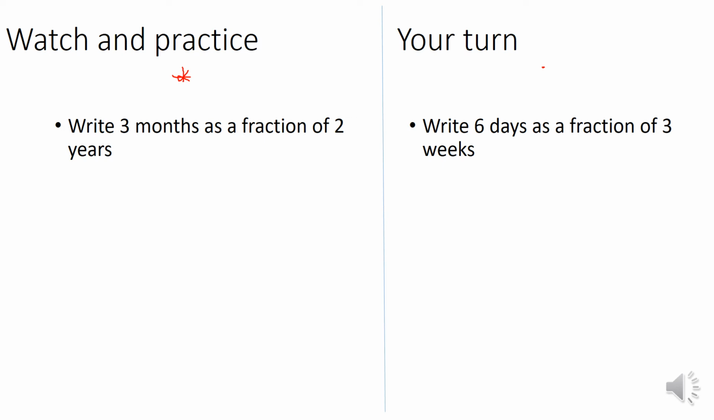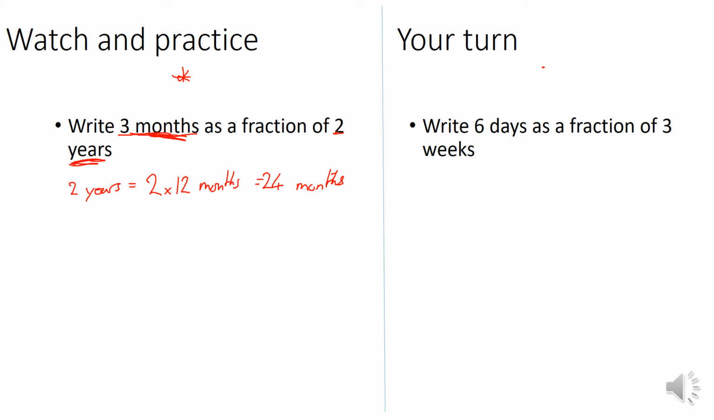So the problem here is we've got 3 months and we've got 2 years. What we've been doing so far is saying, okay, we've got 3 out of 2, but it's not 3 out of 2 because this one's years and this one's months, so they're not the same thing. So what we need to do is first convert them to being the same. 2 years, we need to know how many months that is. We know that there's 12 months in a year, so it's 2 times 12 months, so that is 24 months.